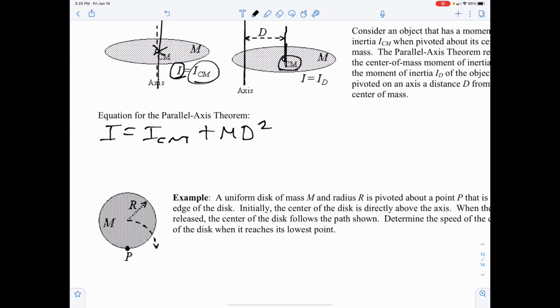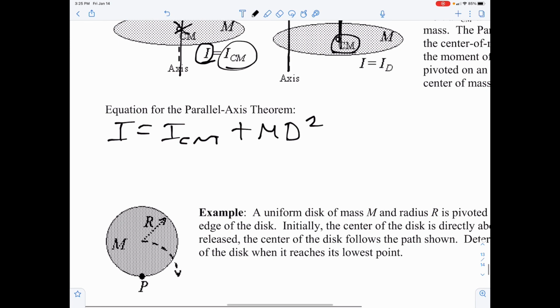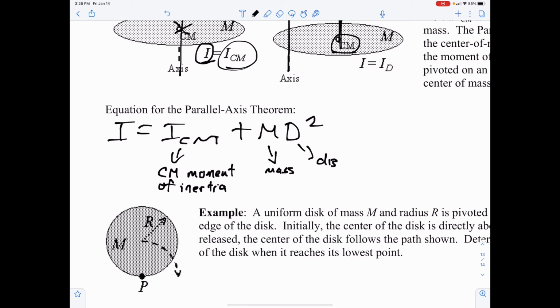So let's make sure we understand this. I is the center of mass moment of inertia for whatever the geometry of that object is. M is obviously the mass, and d is the distance from the center of mass to the new parallel axis of rotation.